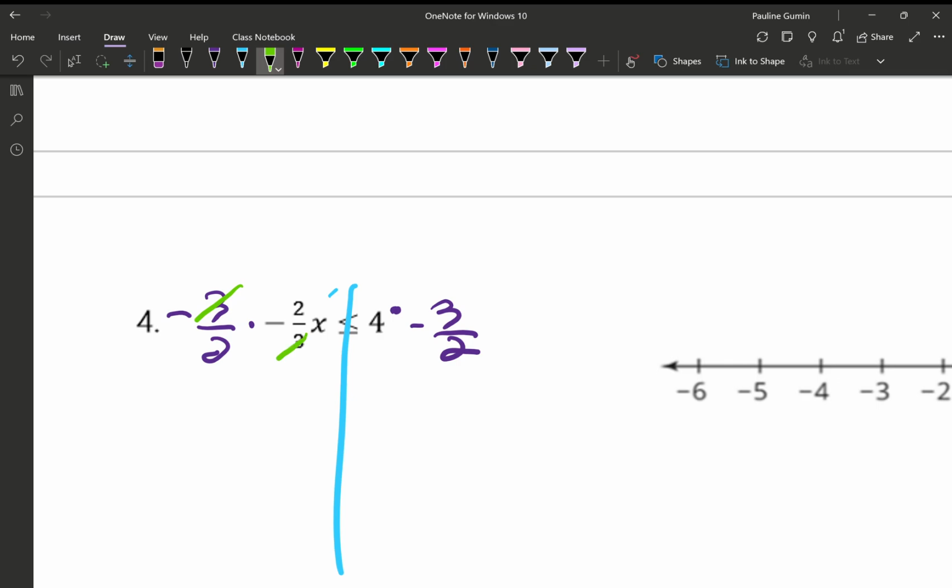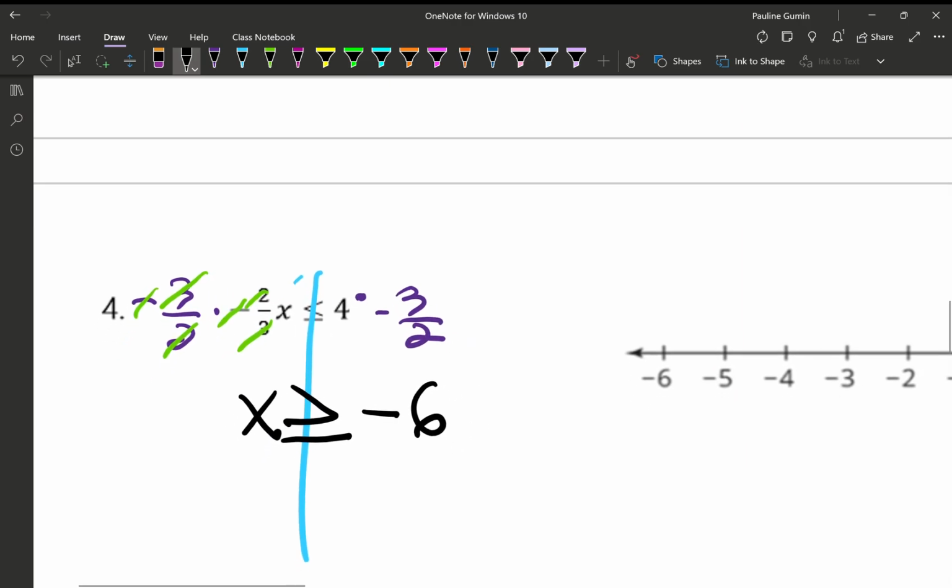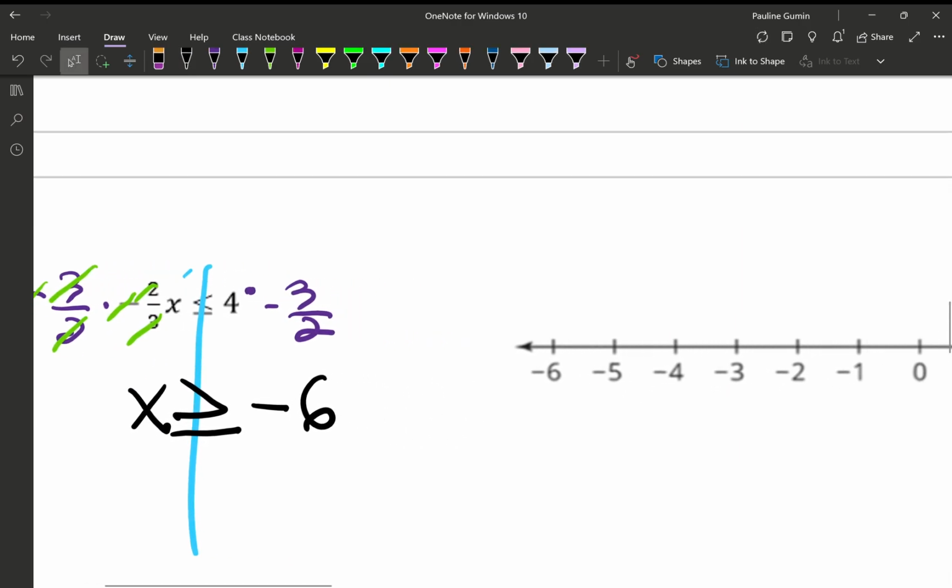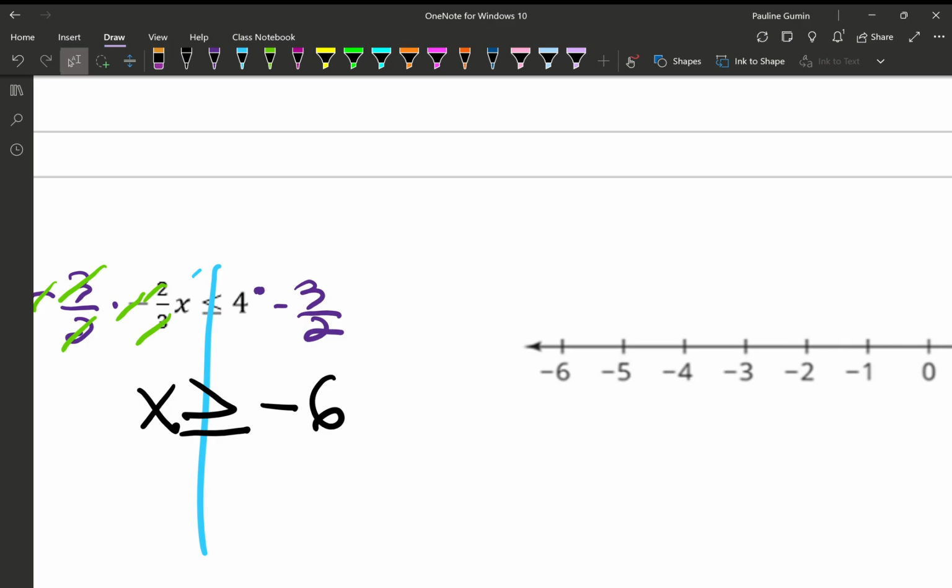On the left side, everything cancels, the negatives, the 2's, the 3's, x. I multiplied by a negative fraction, so I have to flip my symbol. 4 times negative 3 over 2 is negative 6. And again, you put that into your calculator. X is greater than or equal to negative 6.